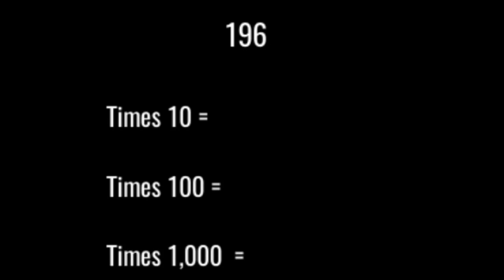100 has 2 zeros, so if I'm multiplying 196 times 100, I would simply add 2 zeros to the end of the 196, and my new answer is 19,600. And when I'm multiplying 196 by 1,000, which has 3 zeros, I add 3 zeros to the end of my 196, and my answer is 196,000.